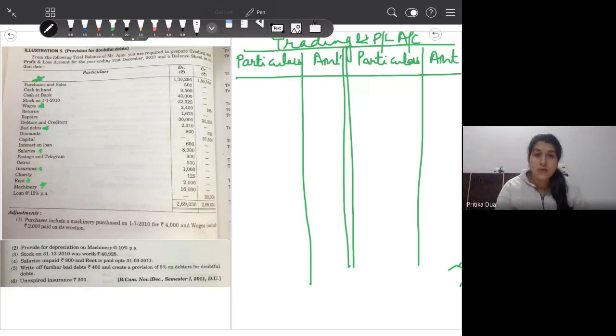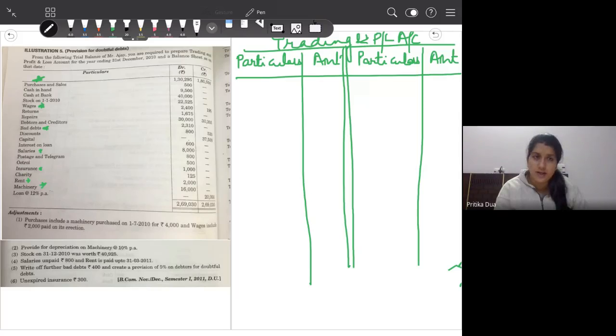Okay, so class, what we'll do, I hope you have been able to post the entries as per the format. What I'll do is I'll take up each of the accounts one by one, and then after closing one account, we'll move to the next account.